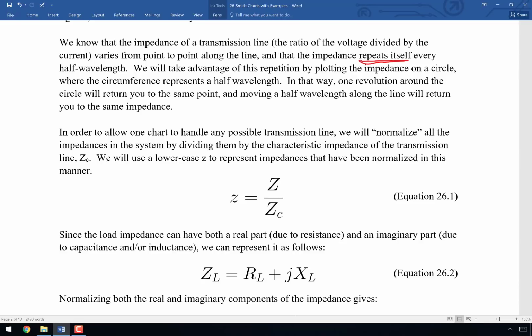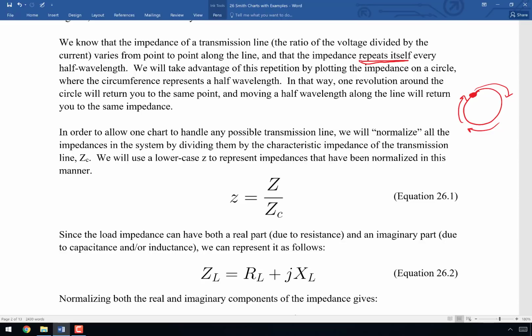So in the same way that the impedance repeats itself every half wavelength, if you have a circle and you plot impedances on the circle, then if you are here and you go around the circle, when you've gone 360 degrees or 2 pi radians, you come back to that same point.